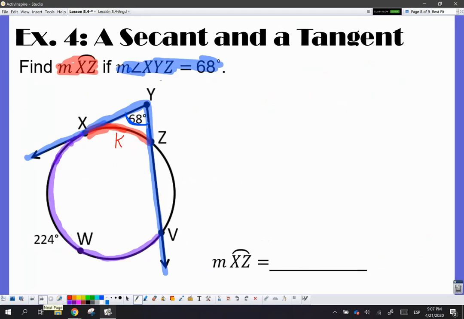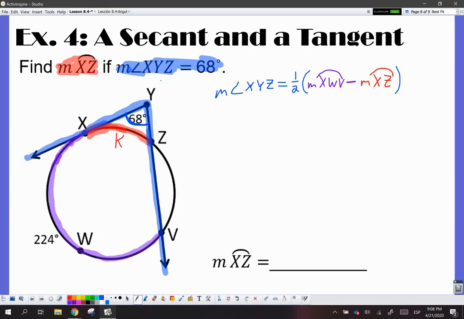I'm going to start with the measure of the angle. The measure of angle XYZ is equal to 1/2, then I write in my big arc, which in this case is the measure of arc XWV, minus the measure of the smaller arc, measure of arc XZ, and I close my parentheses. So that is the formula in symbolic terms.